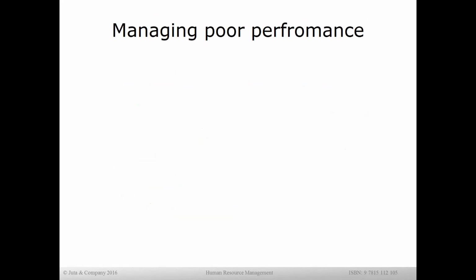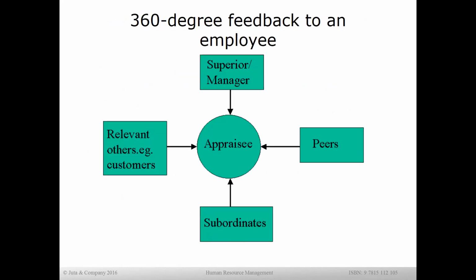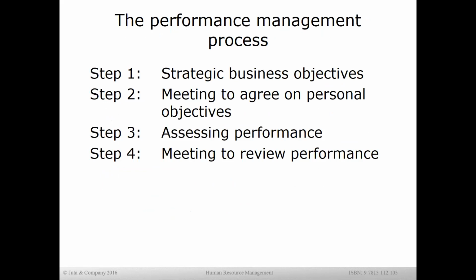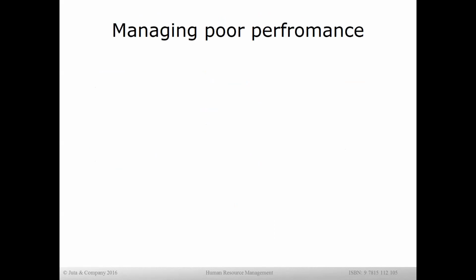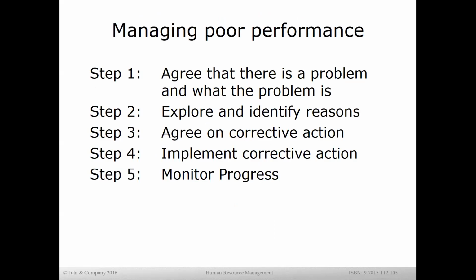So the next question, remember we started off by saying what are the steps of performance management, and we said: set specific objectives, manage those objectives by ensuring that we meet with the person, assess the performance, and also meet to review the performance. The next critical question is how do we manage poor performance? And this is where it gets confusing. Please note, there is a difference between the steps of the performance management process and the steps of managing poor performance. These are the steps of managing poor performance.